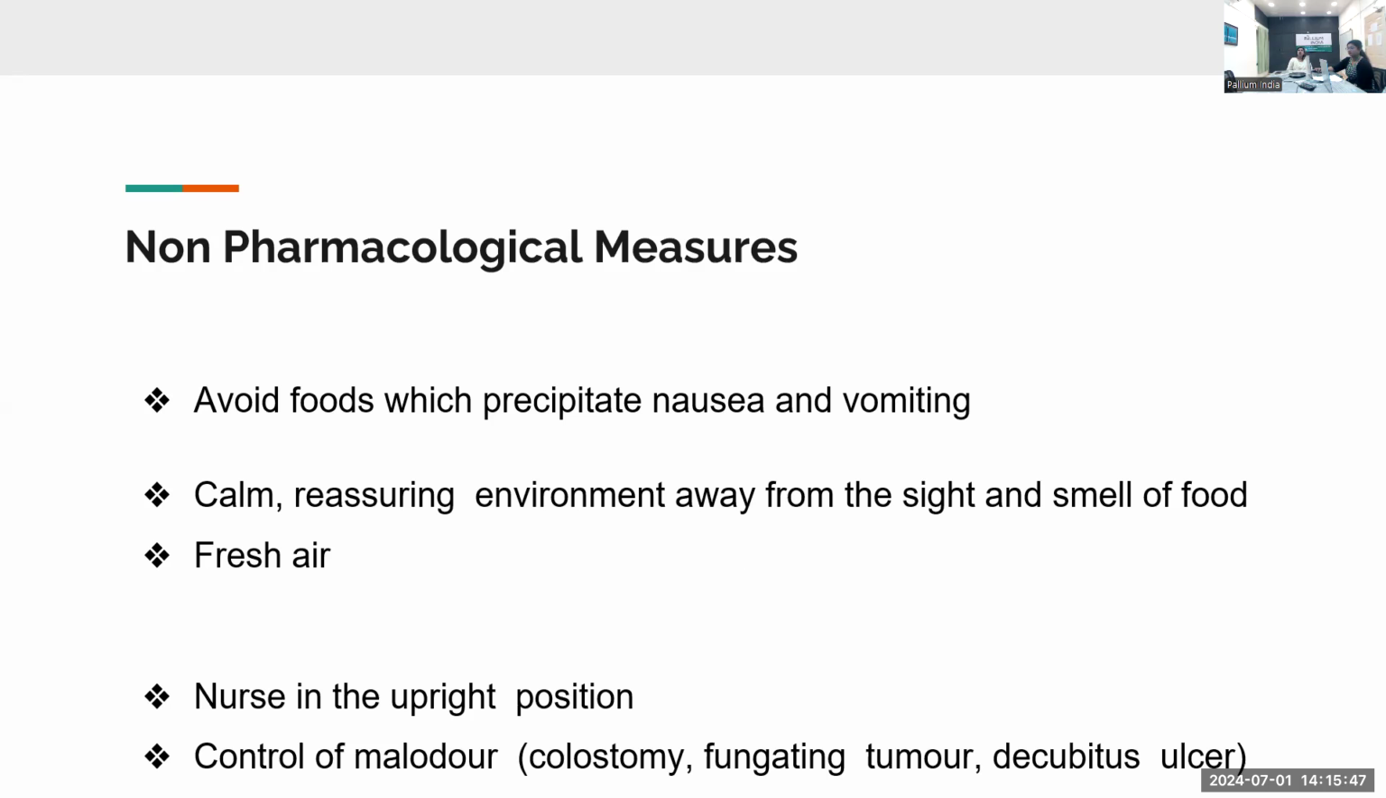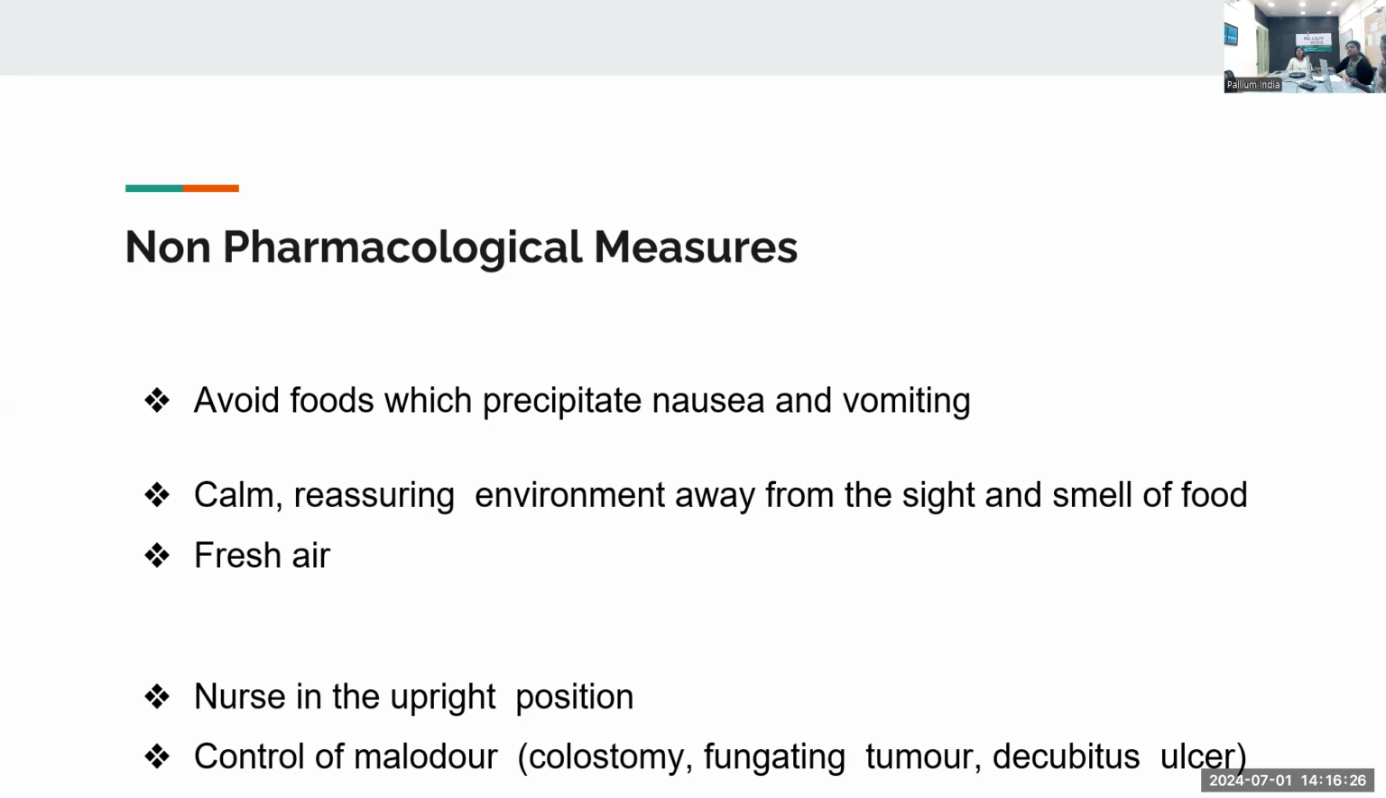Then a calm and reassuring environment, away from the sight and smell of food. Most of the time, our patients will tell us, doctor, the smell or sight of food, I don't like it. Certain foods make them feel irritated. So try to avoid it. Don't force them to eat that. Maybe they'll tell you the smell of a certain food is causing the problem. Try to avoid it for a while. When the patient is nauseated, never forcefully feed them. You can give fresh, open air, nurse the patient in the upright position. You can ask the patient to sit and eat.